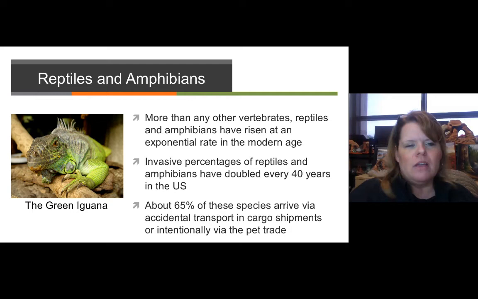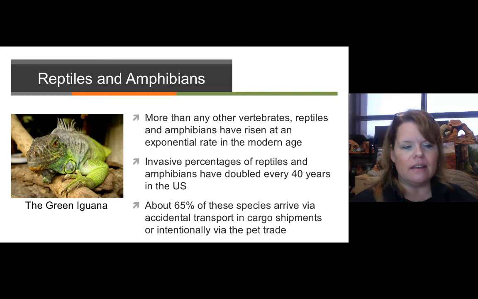So let's look at reptiles and amphibians. The green iguana is one that's very commonly cited as an invasive species in the United States. More than any other vertebrate, reptiles and amphibians have risen at an exponential rate in modern times as invasive species. The invasive percentages of reptiles and amphibians have doubled every 40 years in the United States, which I find astronomically high. About 65 of these species arrive via accidental transport in cargo shipments or unintentionally in the pet trade.